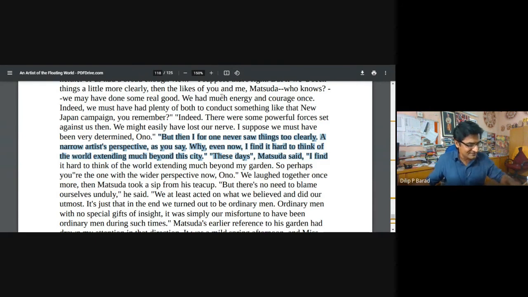So this is the last discussion between these characters, which obviously tells how people can have a larger perspective, how people can see the things in totality. Artists are supposed to have a much better way of looking at the world. And from where does it come? As T.S. Eliot has very rightly said, it comes from historical sense.